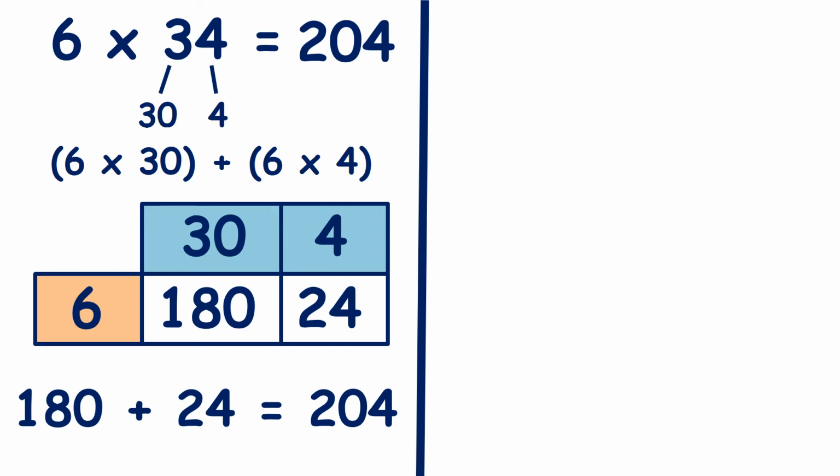Now we have 6 times 34. We know how to answer this question using the grid method. So now pause the video and see if you can answer 6 times 34 using column multiplication. We can write our 2-digit number first, then our multiplication symbol, and then our single-digit number.